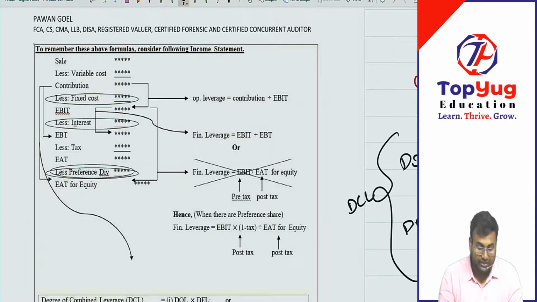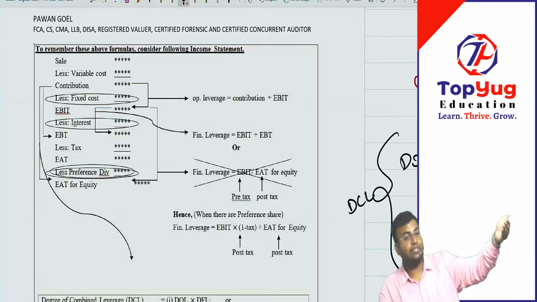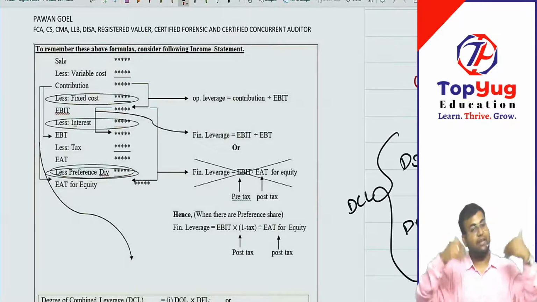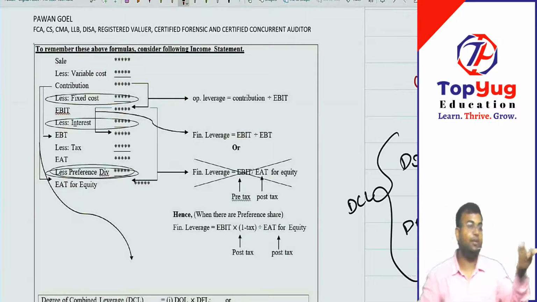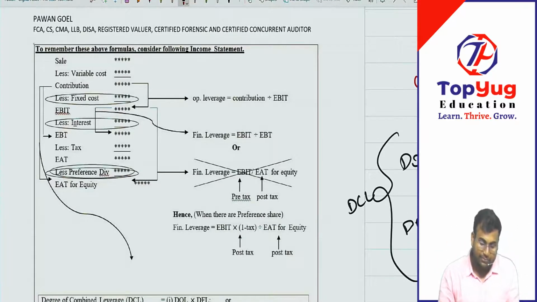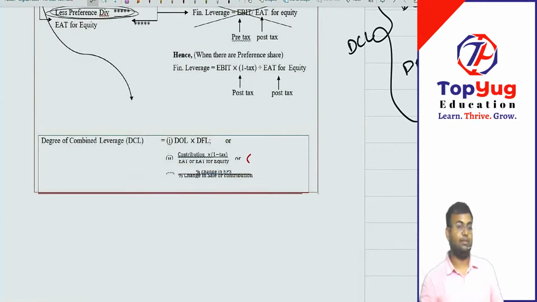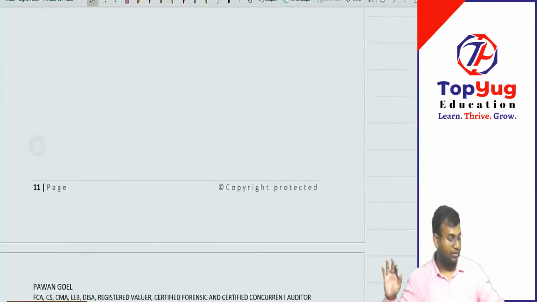Why it is wrong? Because it is pre-tax, it is post-tax. Numerator is before tax, denominator is post-tax. That is why the difference was there. That is why first I conceptually tested you. Then what you should do, make everything post-tax or pre-tax. So you made numerator post-tax by doing 1 minus tax. When there is a preference share, financial leverage into EBIT into 1 minus tax by EAT for equity, and that is how the formula has come. Done? Happy? No doubts? Taxation is also solved.